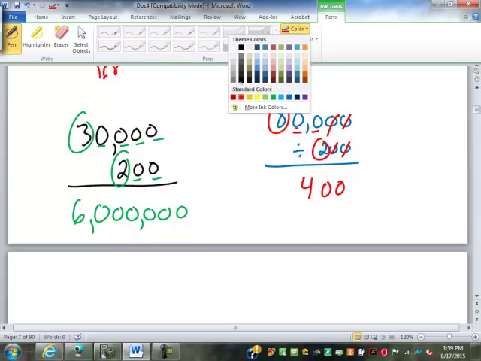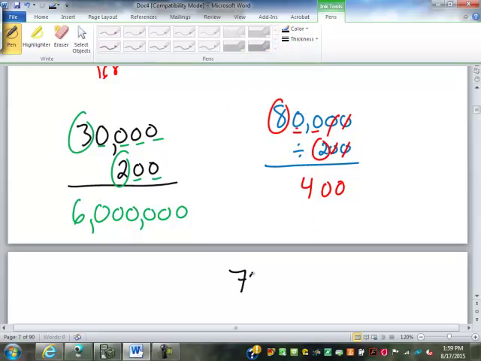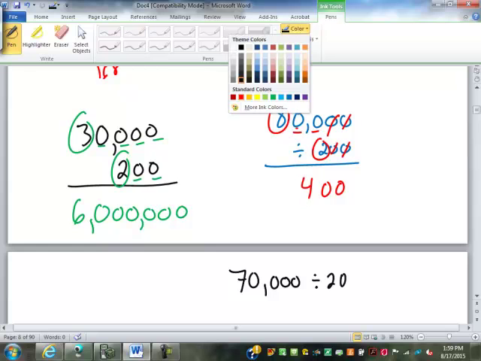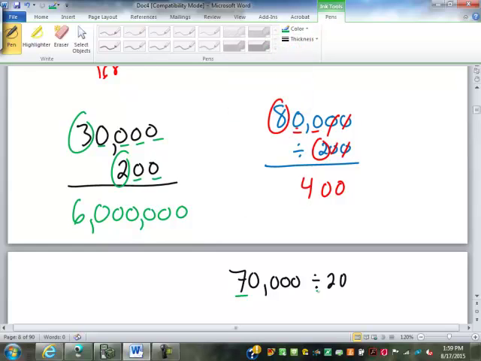Now the example I did up here was 70,000 divided by 20. Here, 7 doesn't divide by 2, does it? But I can steal that first zero. What's 70 divided by 2? 35. Now I only have 3 zeros to work with here. I cancel 1 and there's 2 left. 3,500. Any questions?